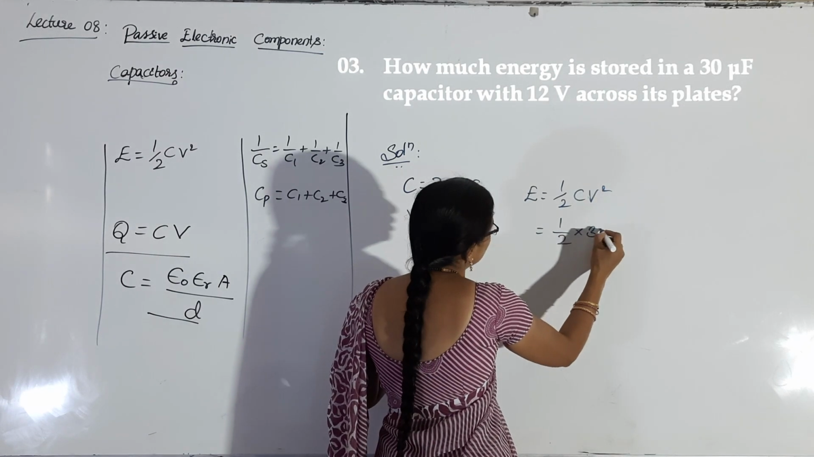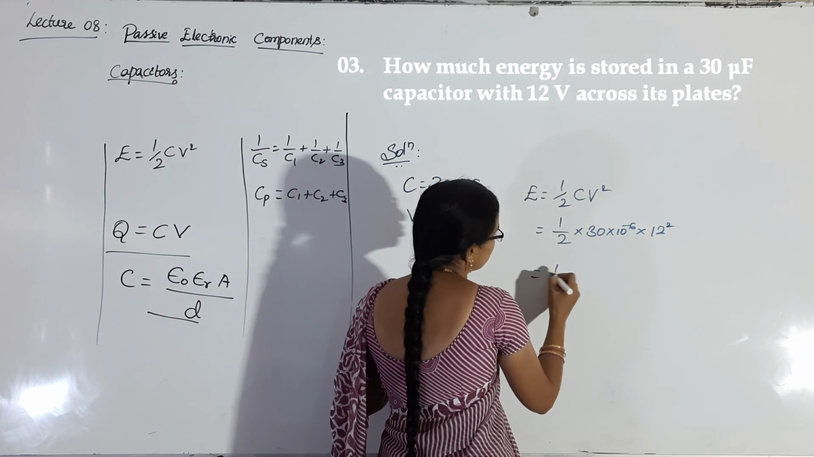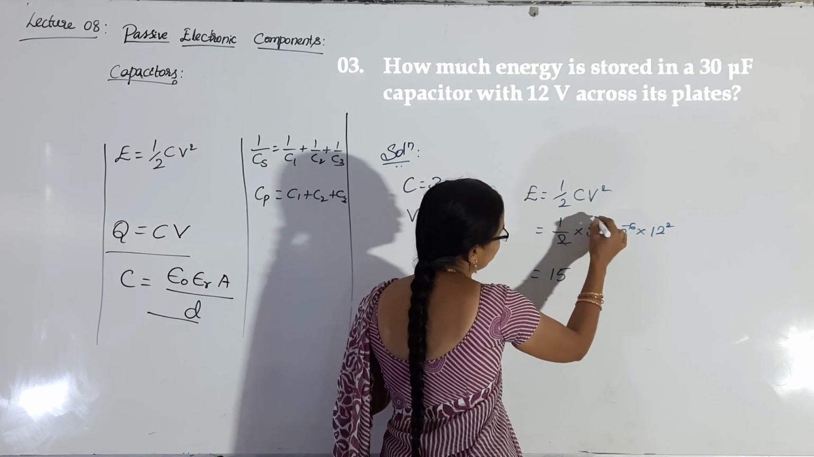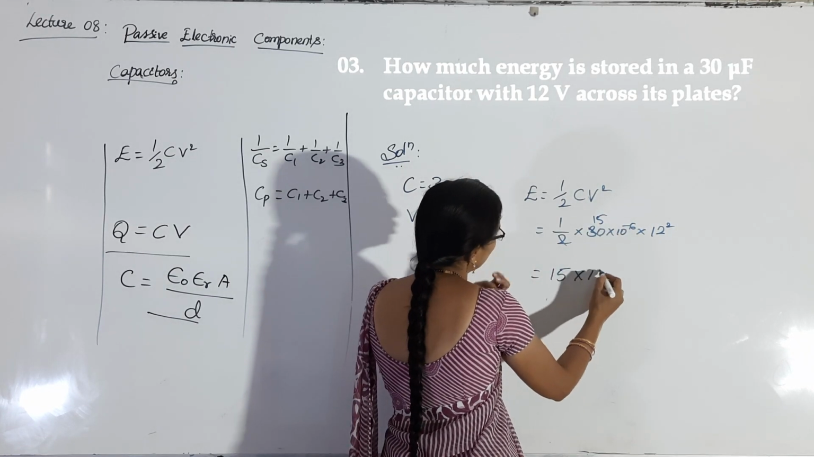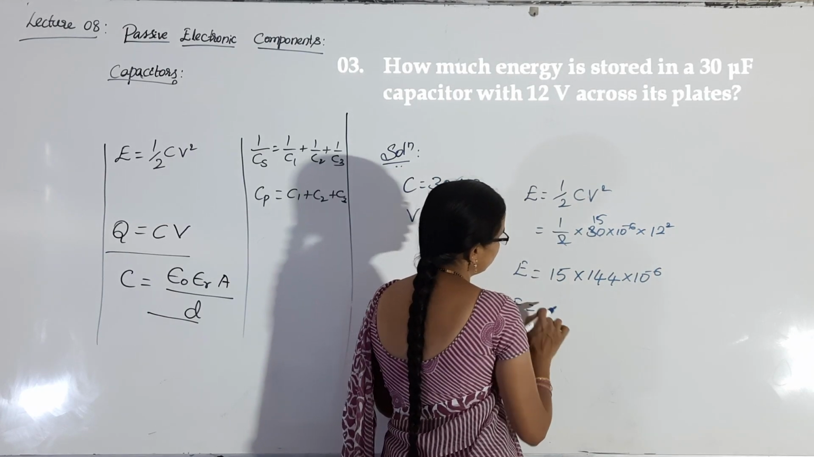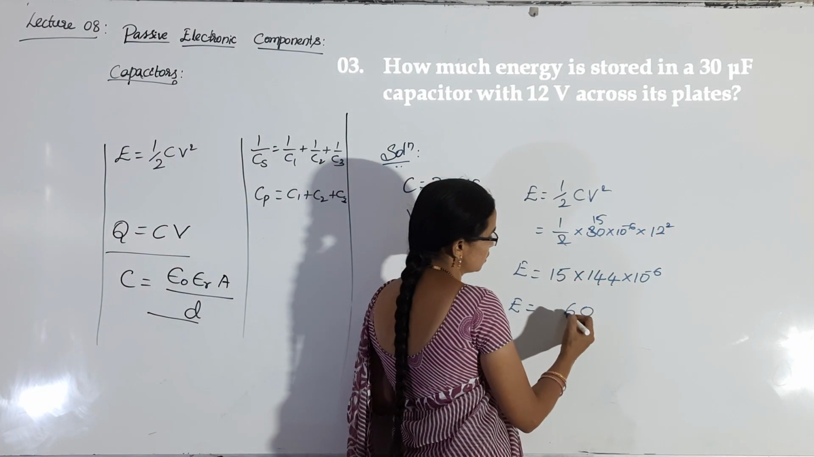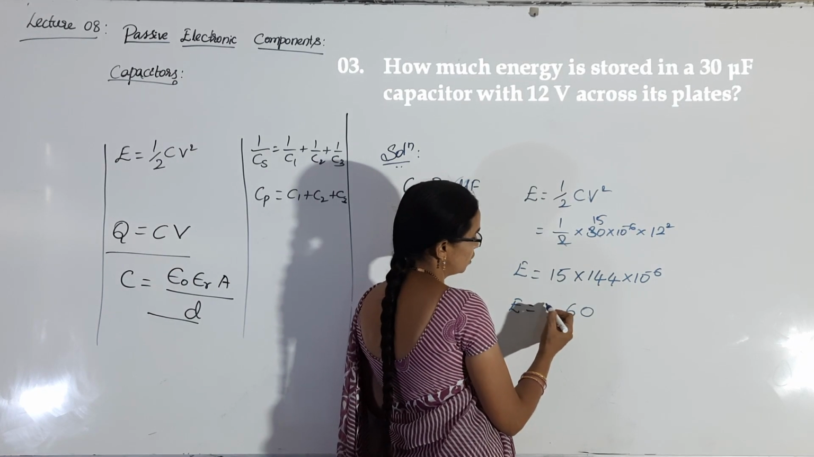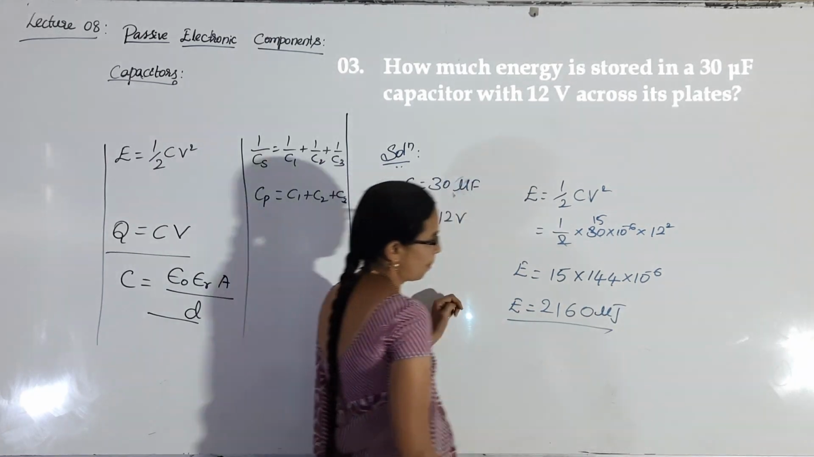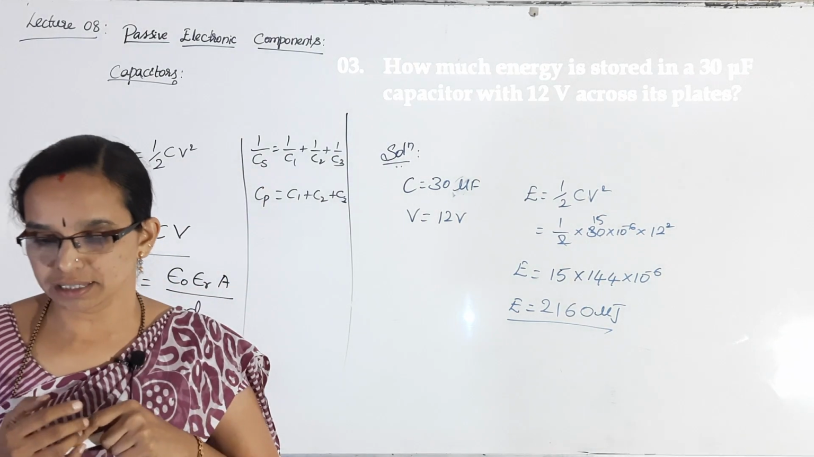Half into 30 into 10 to the power of minus 6 into V, 12 square. So 1 by 2, that can be 15, 15 into 144, 12 square, into 10 to the power of minus 6. Calculate using a calculator or by multiplication. 15 4s are 60, 15 4s are 60 plus 6, 15 1s are 15, 2160 microjoules, or 2.16 millijoules will be the energy stored in the capacitor.